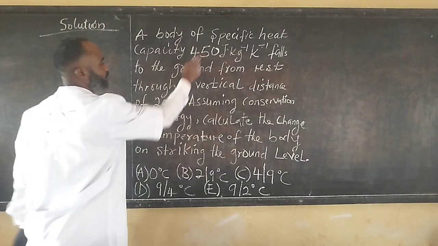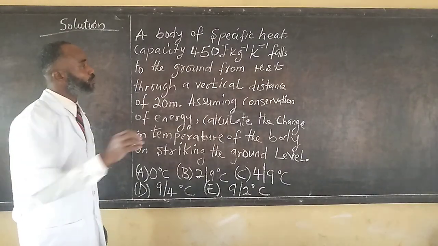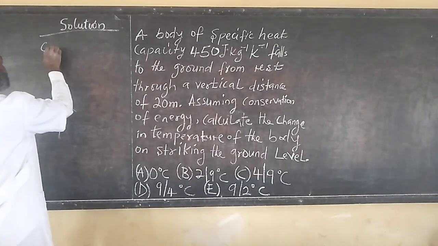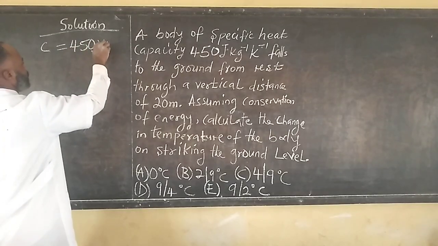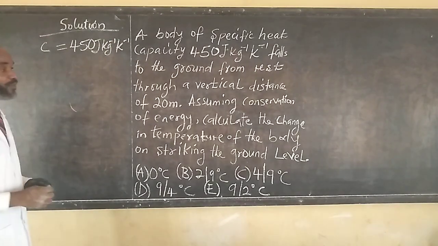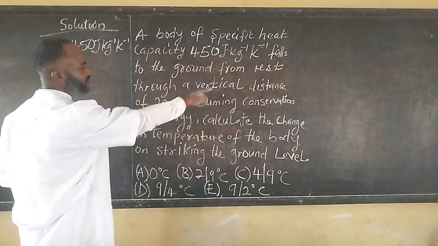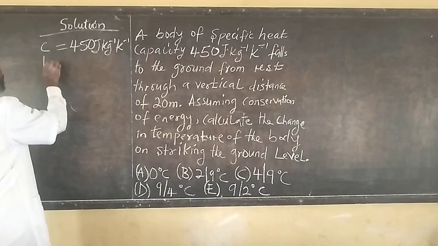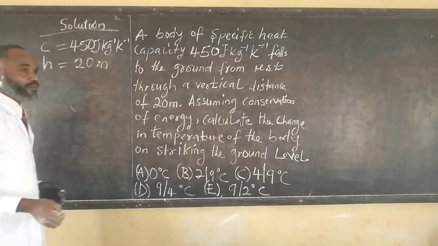First of all, the specific heat capacity of the body is given as 450 joules per kilogram per Kelvin. So C is 450 joules per kilogram per Kelvin. That's the specific heat capacity. Next, it falls to the ground through a vertical distance. That's height, H, which is given as 20 meters.